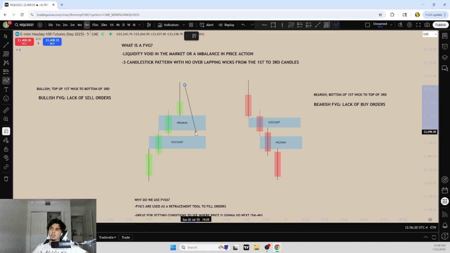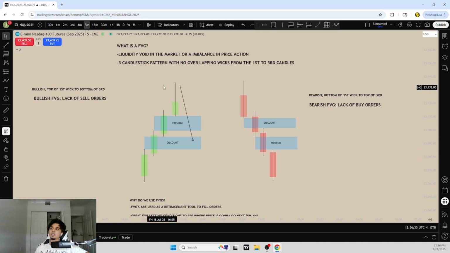However, I just want to let you guys know that if there's two stacked on top of each other, the bottom one for a bullish structure is going to be the discount and the top one is going to be premium, and then vice versa for the bearish, right? The top one would be discount and the bottom one would be premium. So wait for a retrace into it, and then let's see how price reacts out of it.